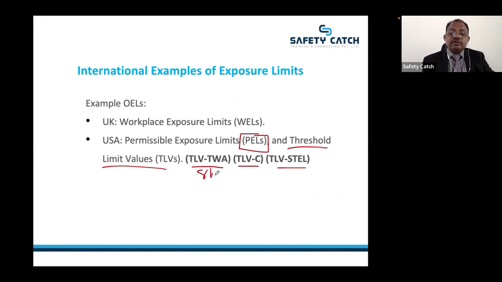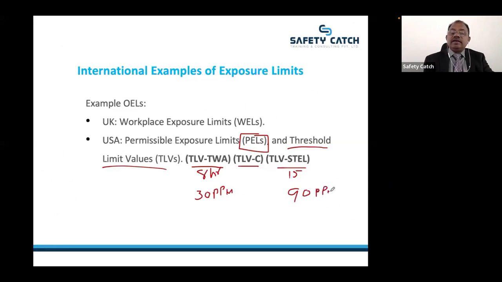Now what is TWA? It is the 8-hour concentration. What is STEL? That is 15 minutes. What is TLV-C? That is a question. Suppose they say, for example, 8-hour is 30 ppm, and suppose 15 minutes is 80 or 90 ppm.